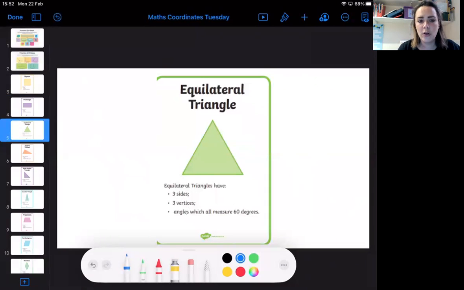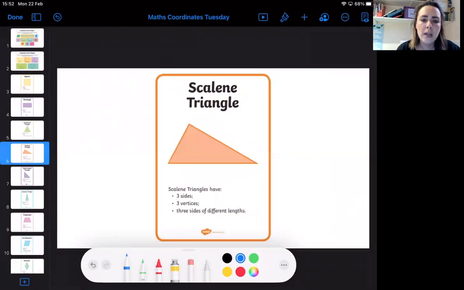An equilateral triangle. Equilateral triangles have 3 sides, they have 3 vertices, and angles all measure 60 degrees, so all of the angles are equal. The children in class will be used to seeing these 2 lines on each side to show that they are equal. A scalene triangle. Scalene triangles have 3 sides, 3 vertices, and what is special about them is that their 3 sides are all of different lengths.